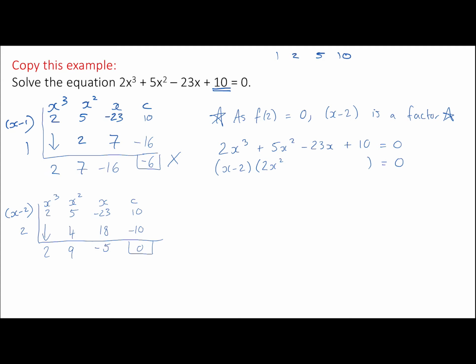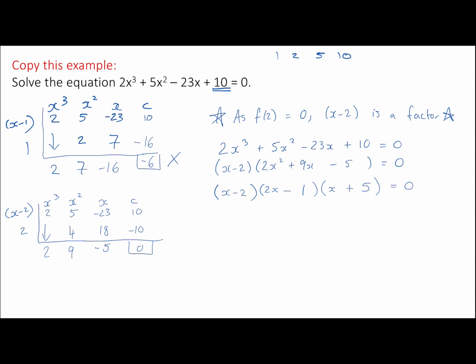So we knew that x minus 2 is a factor, we just worked that out. And we need to look at the bottom of our synthetic division to get out the other factor. So we've got a 2 underneath the x cubed. Remember that then becomes 2x squared. A 9 underneath the x squared, which means it's 9x. And a negative 5 underneath the x, which stands for negative 5 as a constant. Then what we've got to do here is factorise our quadratic expression.